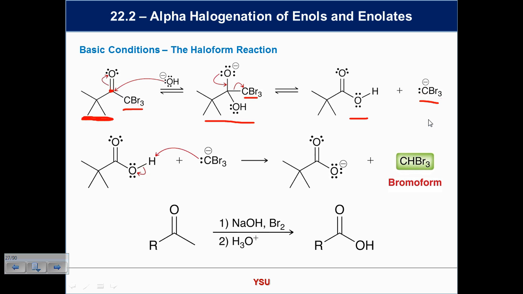Now, why is it such a good leaving group? Well, you put the halogens on there. They're a little bit electronegative. They have orbitals that can be donated into, in terms of electron density being spread out a little bit better. They're not bad. They're not great, but they're not bad.